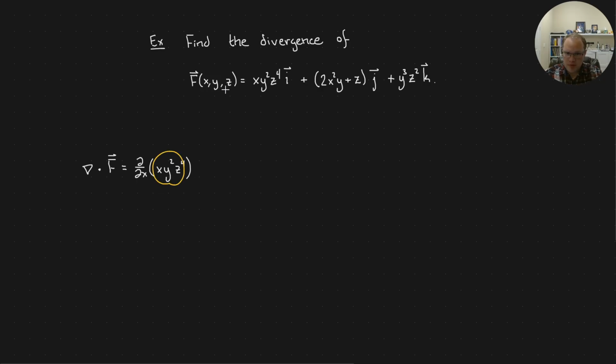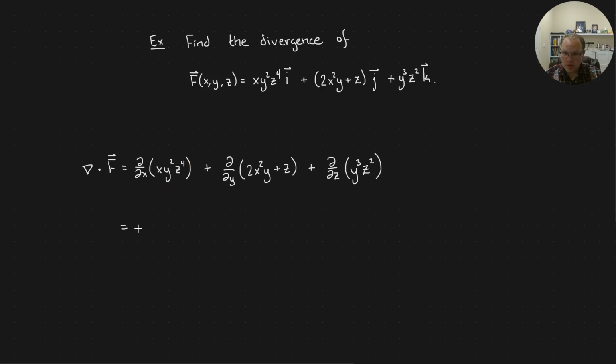So the partial derivative of the first component with respect to the first variable x. And then we take the partial derivative of the second component with respect to the second variable y. That's 2x squared y plus z. And the partial derivative of the third component, which is y cubed z squared, with respect to the third variable z. And we're going to add them together. Our result should be a scalar function. We should not have a vector when we take the divergence.